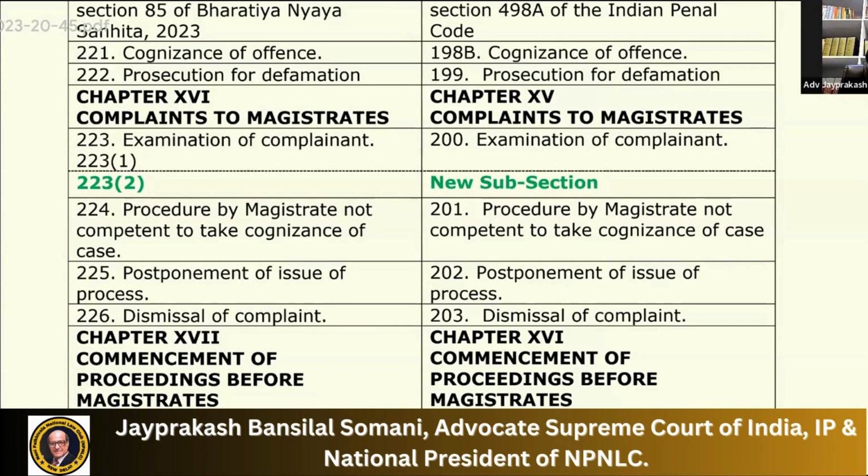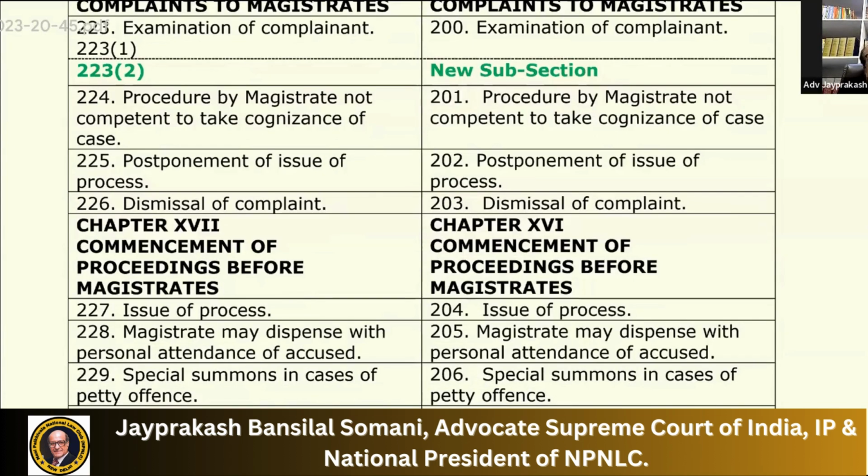In BNSS 223(1), 223(2) is a new subsection. BNSS section 224, procedure by magistrate not competent to take cognizance of cases. Its earlier section was CrPC 201. BNSS section 225, postponement of issue of process. Its earlier section was CrPC 202. BNSS section 226, dismissal of complaint. Its earlier section was CrPC 203.